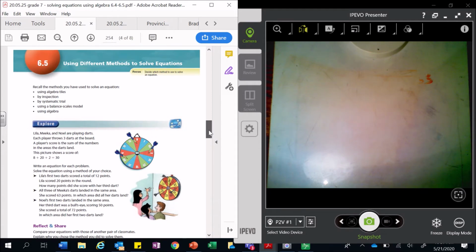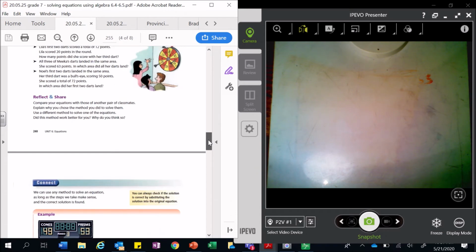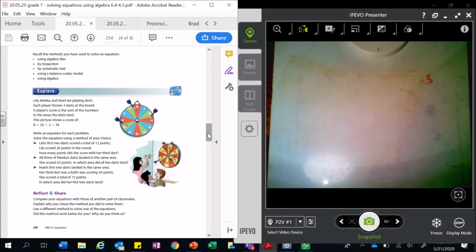Okay, using different methods to solve equations. So let's just do a few examples quick. The first one. Leela, Mika, and Noel are playing darts. Each player throws 3 darts at the board. A player's score is the sum of the numbers in the areas the darts land. So for example, this person got an 8, a 2, and a 20, so that'd be 30. Okay? This picture shows a score of 8 plus 20 plus 2 equals 30 points. Write an equation for each problem. Solve the equations using a method of your choice.